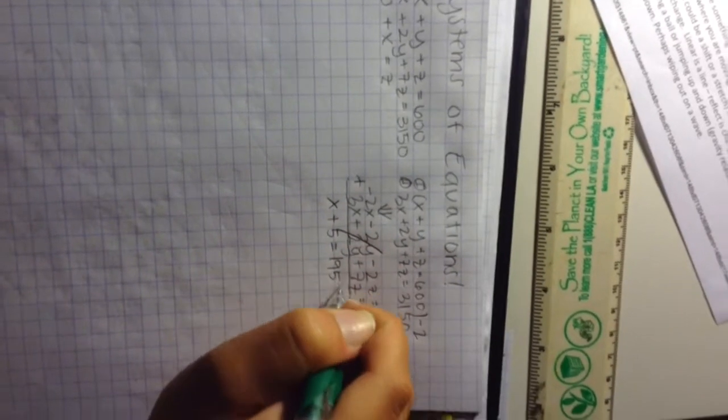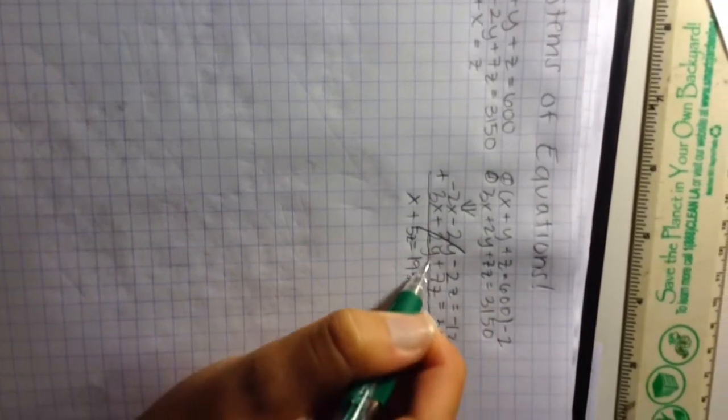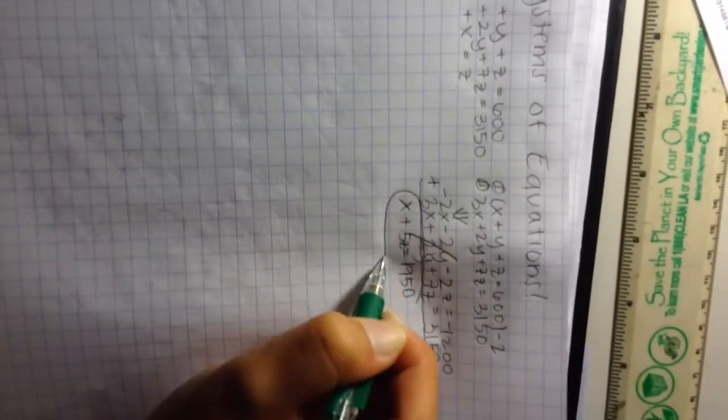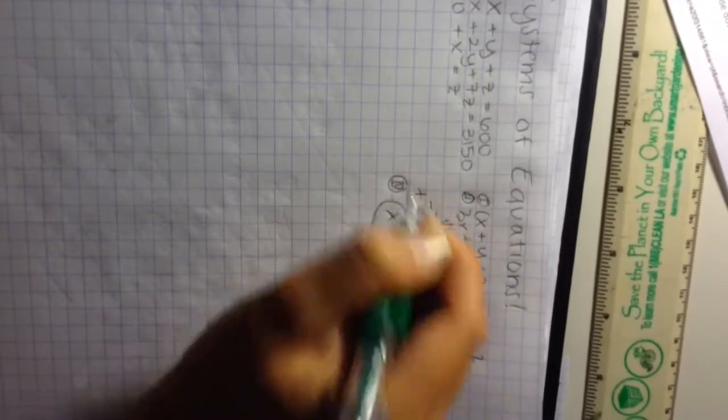And that equals -1,200 plus 3,150 equals 1,950. So we have 1,950. So this is going to be 5z, sorry, my fault. So this is going to be our first equation. We can just number this. We'll number this number 4, because this will be the first one that we're going to use.